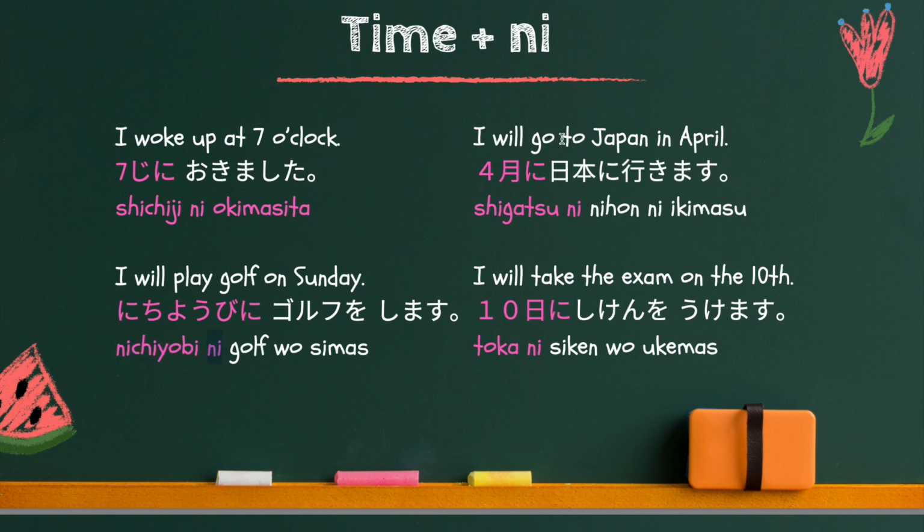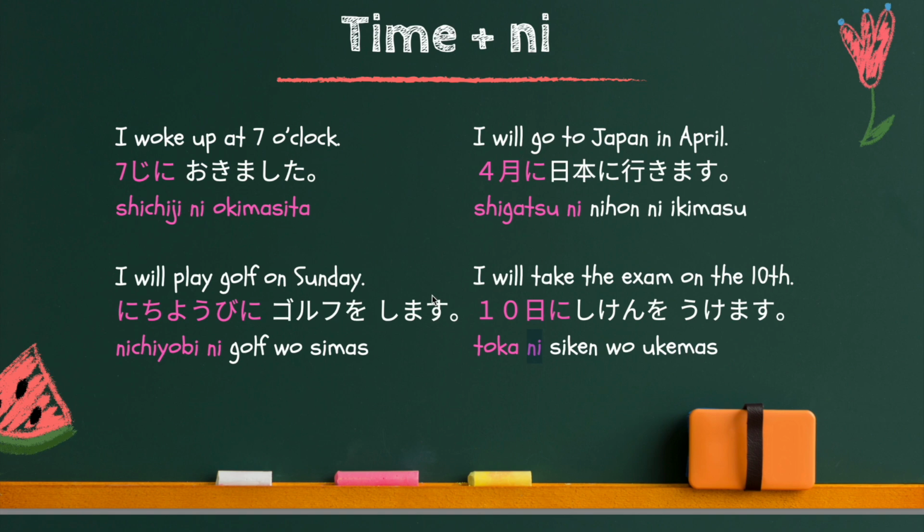Third one. I will go to Japan in April. 4月に日本に行きます。April, 4月, is a month. After a month, you have to put the ni particle. I will take the exam on the 10th. 10日に試験を受けます。10th is 10日, it's a date. And after the date, you need to have the ni particle as well. So, whenever you use those time expressions in a sentence, you have to put the ni particle right after them.